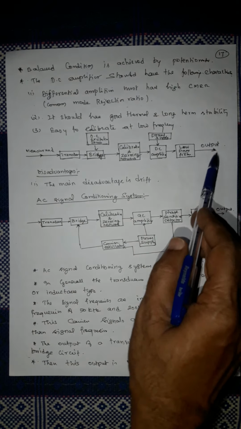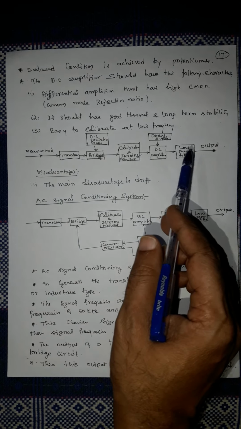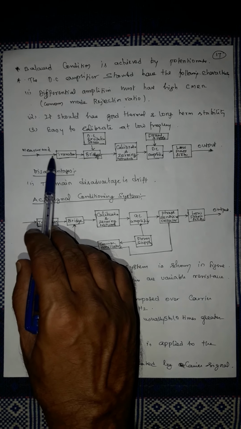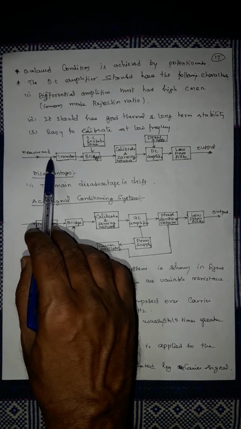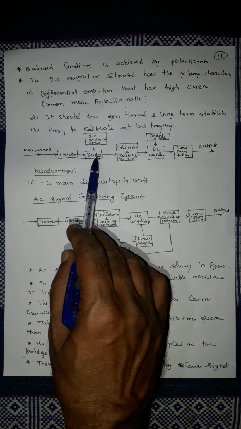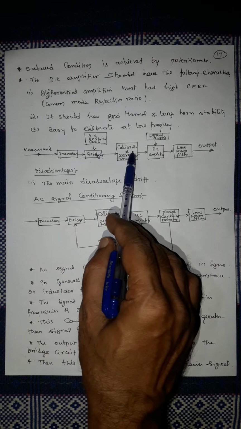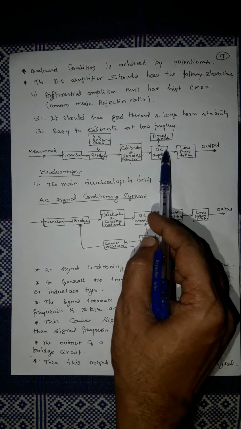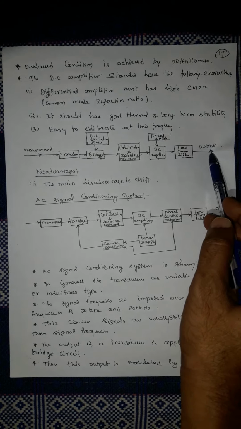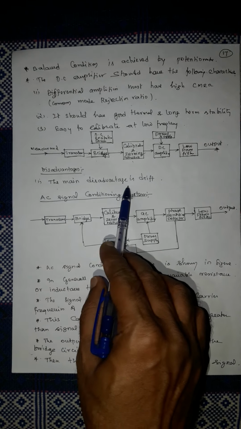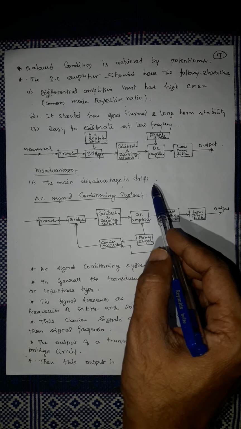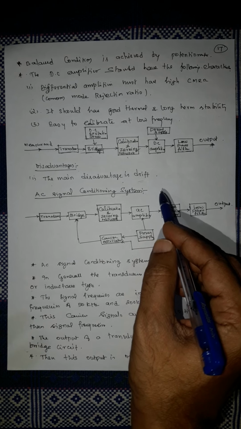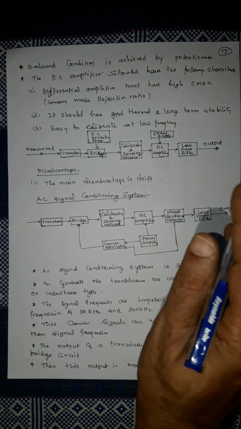This is the block diagram for DC signal conditioning: quantity to be measured, transducer, bridge, DC excitation, calibration, zero network, power supply, DC amplifier, low pass filter, output. The main disadvantage of DC signal conditioning is drift. What is the meaning of drift? Drift is simply a deviation from a particular value.